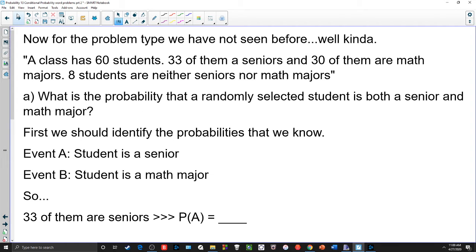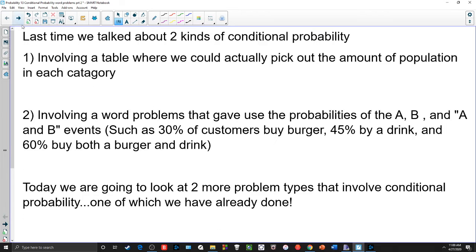Now, the second type is a little bit different than we've done before. It's kind of like, if I go back here, the second type of problem that we did in the last video, except that instead of giving us percentages, they're going to give us actual number values about population. So it's kind of a mix between these two, actually. It's a mix between problem type 1 and 2.